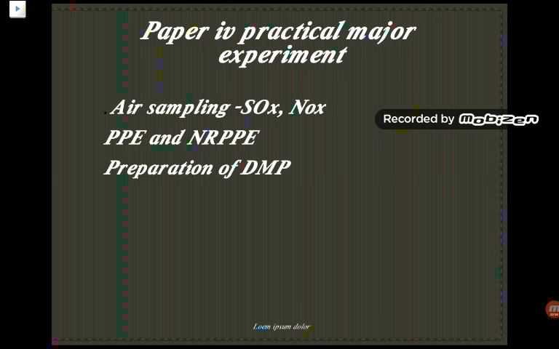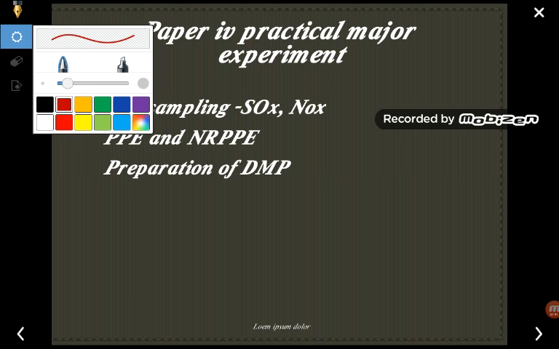If sulfur dioxide or sulfur related compounds or nitrogen related compounds are liberated from the industry, they pollute the air and are hazardous to health. So their concentration is to be maintained and air quality should be checked. For this, the experiment of air sampling of SOx and NOx is performed.